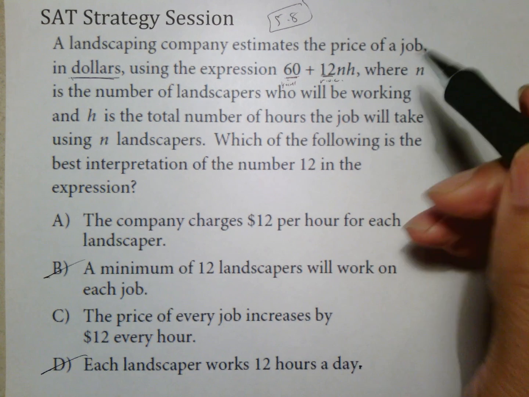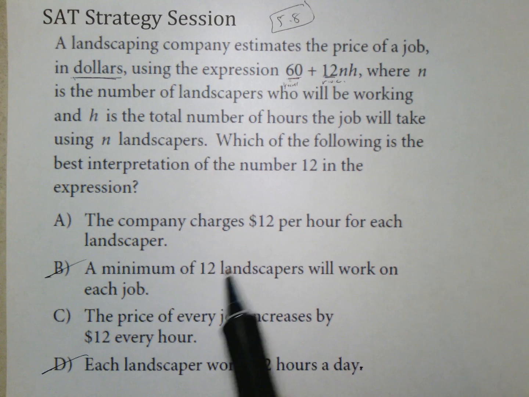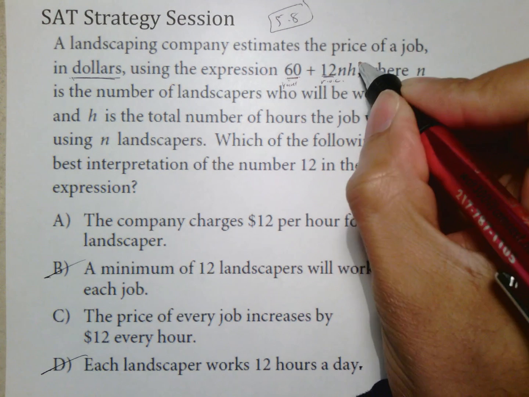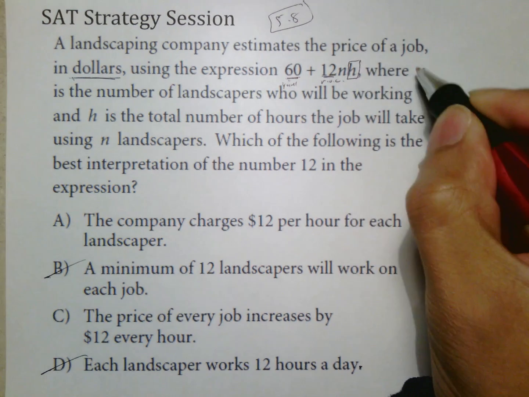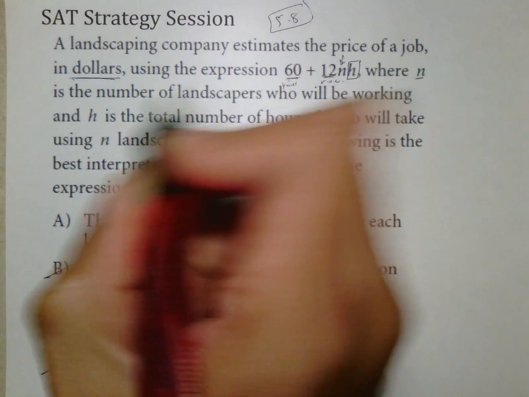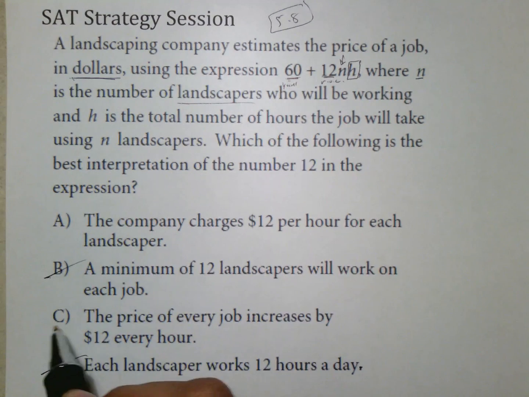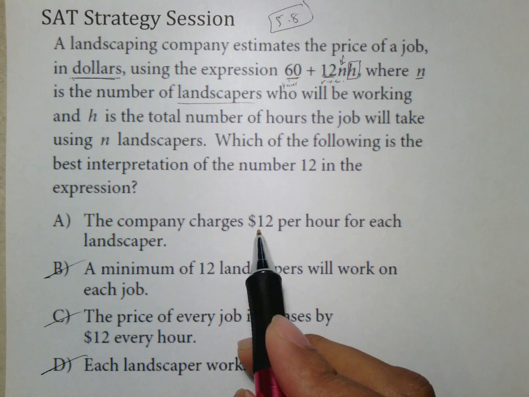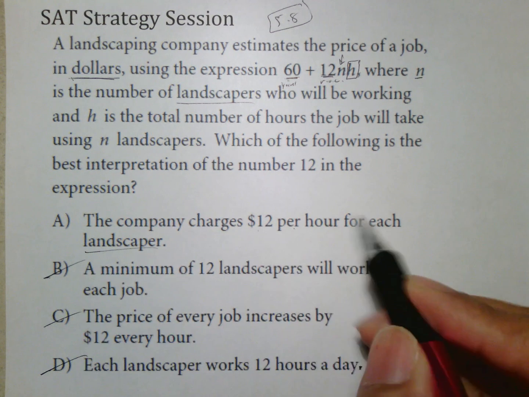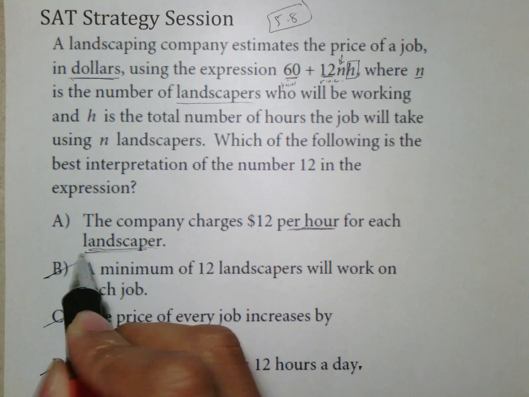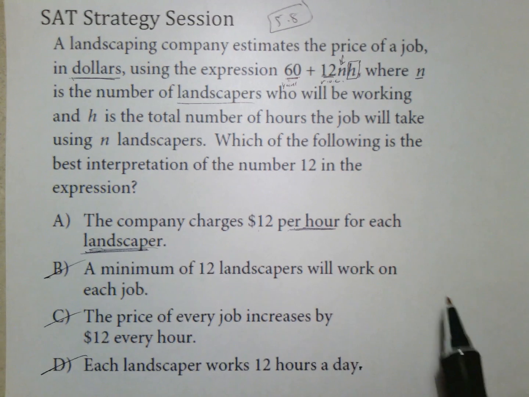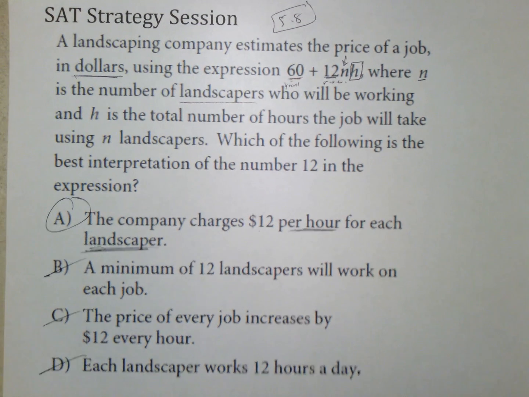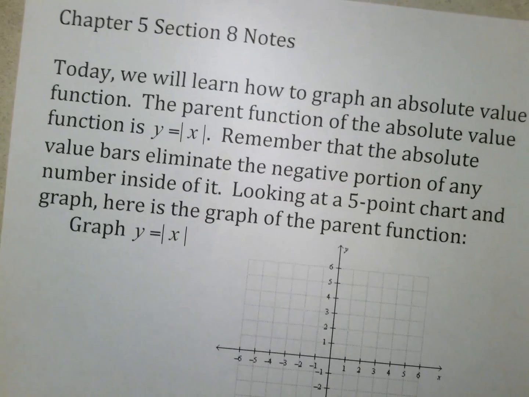But here's what you have to remember. This is talking about the price of each job increasing by 12 every hour, but it's not just every hour, it also increases per N, which is every landscaper. And so the only thing that talks about hours and landscapers is A, where it talks about charging 12 per hour for each landscaper. There's 12 per hour and there's 12 per landscaper, and that will give you the answer of A.